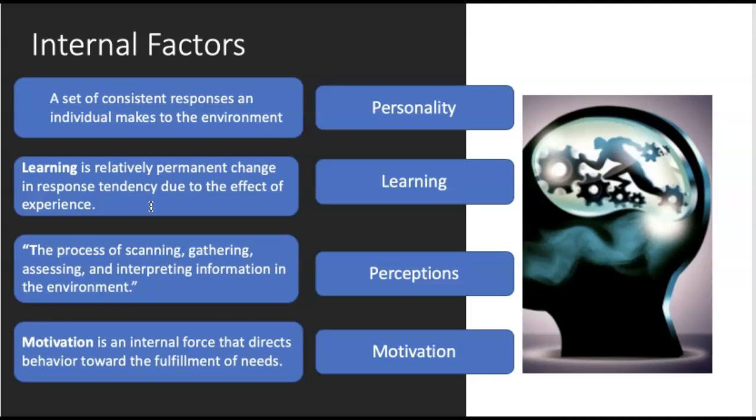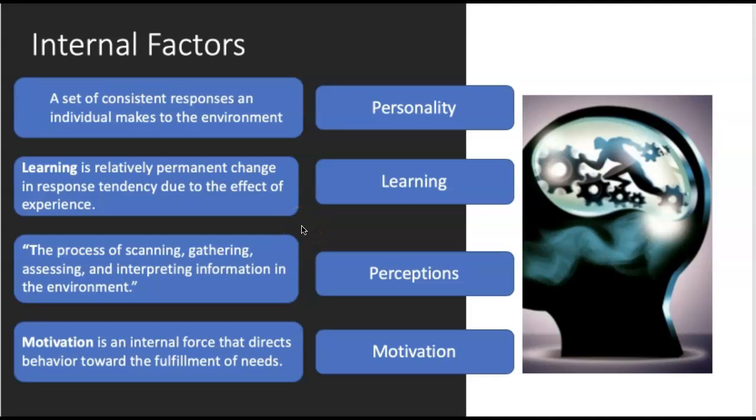So some people are very outgoing, so they like outdoor sports. Some people are more introverted, so they prefer to participate in individual sports, right? So your personality will have an impact on your decision-making process. The second thing is about learning.